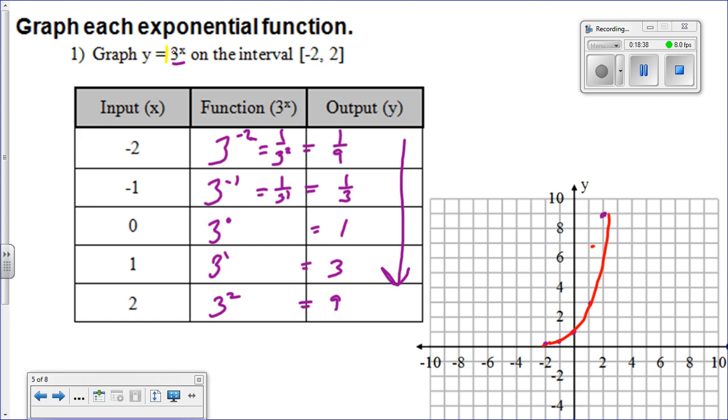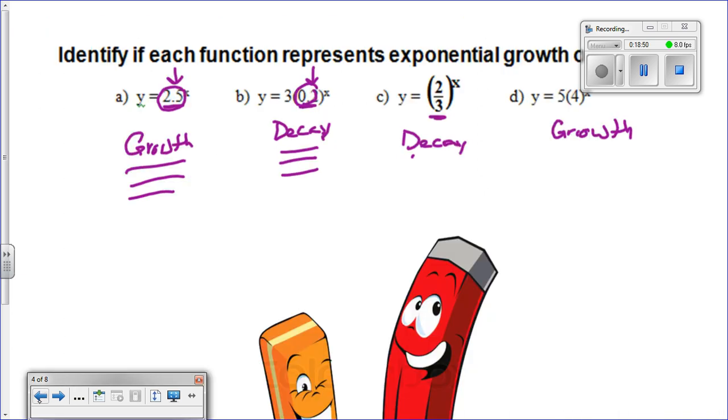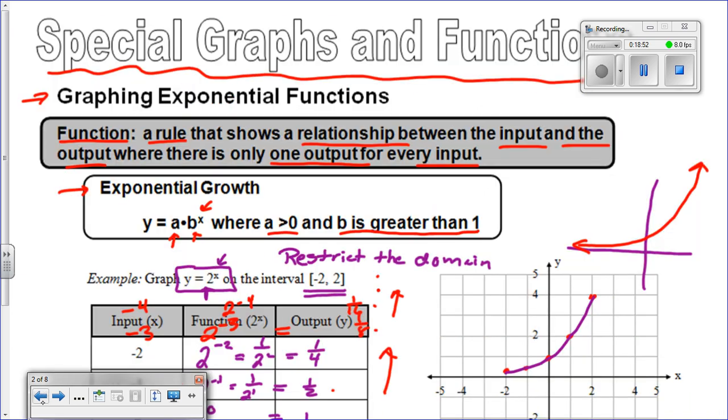My a value would be 1, because remember our formula is y is equal to a times b to the x. So if you don't see a number here, it's 1. Notice this crossed at 1. And if I go back to these, that would be 1 times 2 to the x. Again, it crosses at 1. So that's going to be very important for our next lesson. So I just wanted to draw your attention to that.